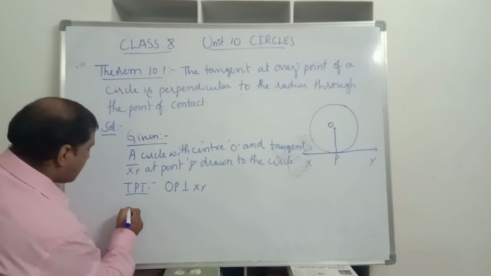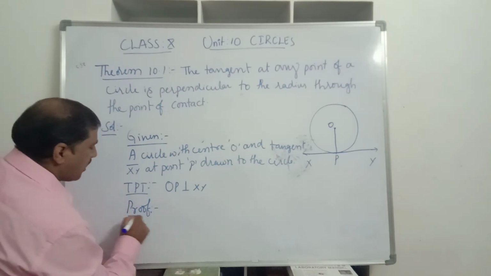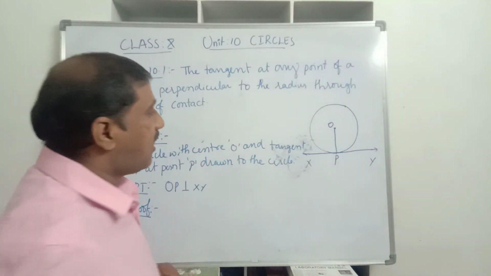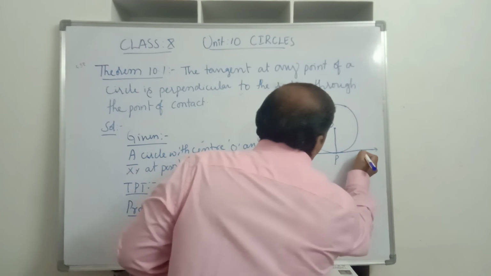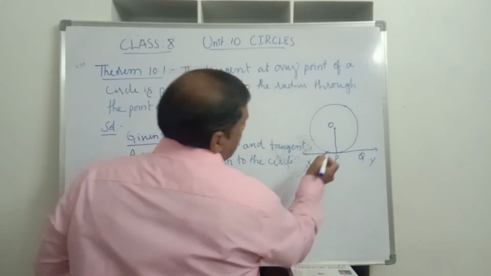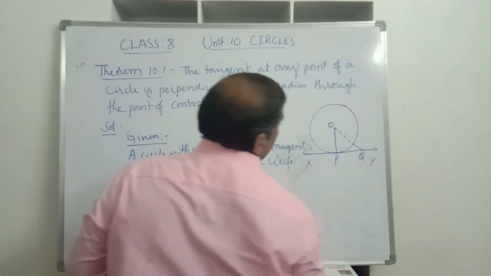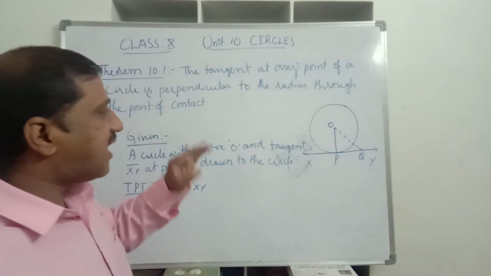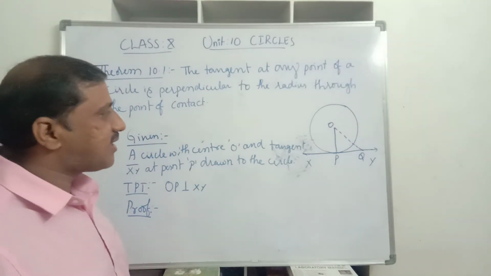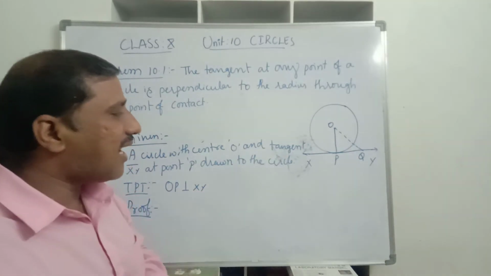How do we prove it? For this proof, let us consider a point Q on XY. So this is point Q on XY, and join O to Q. Now if we observe here, point Q is outside the circle. Why is it outside the circle? Because it is on the line XY.